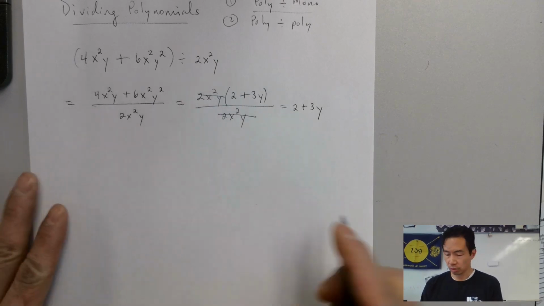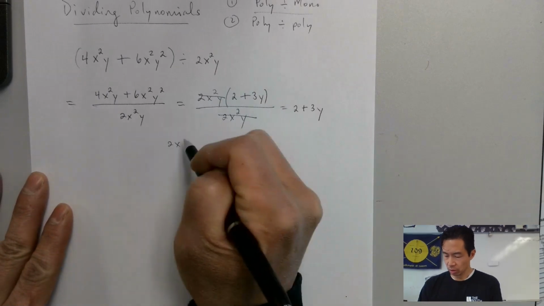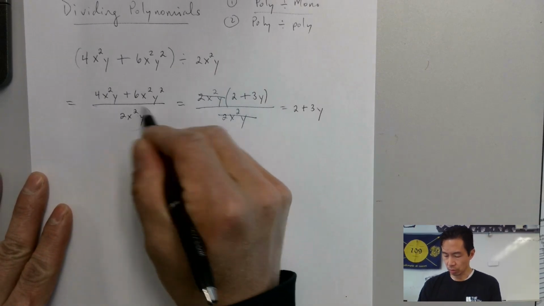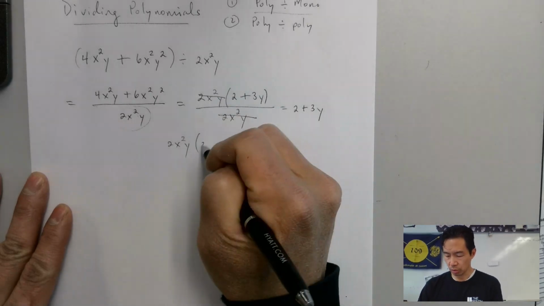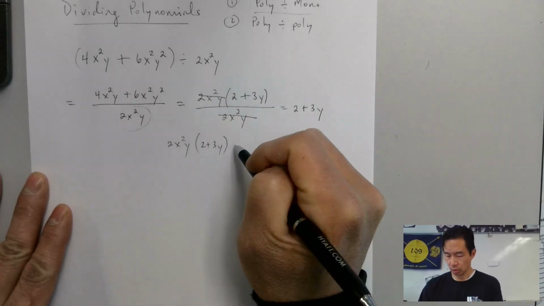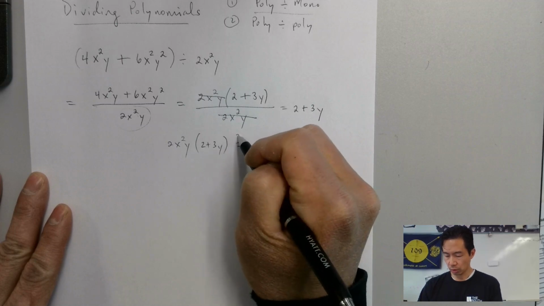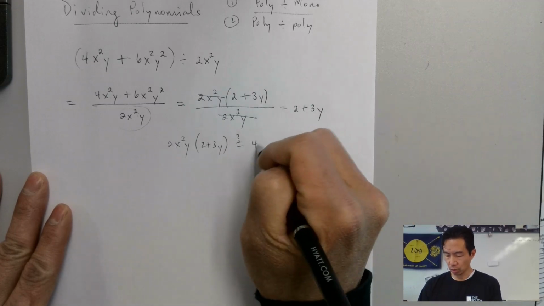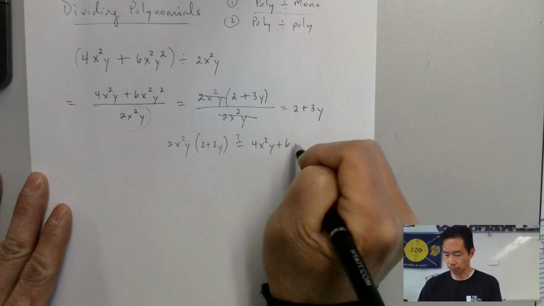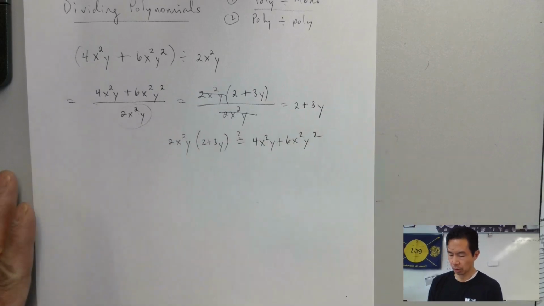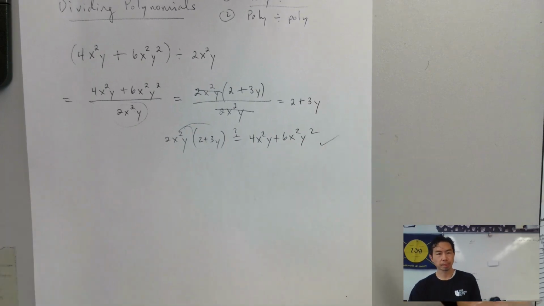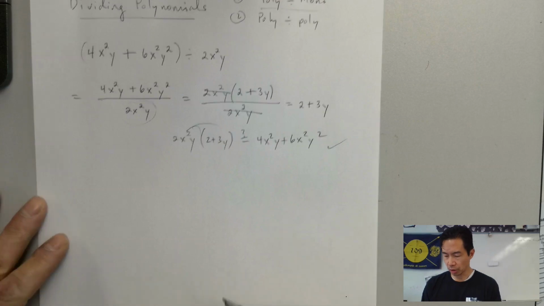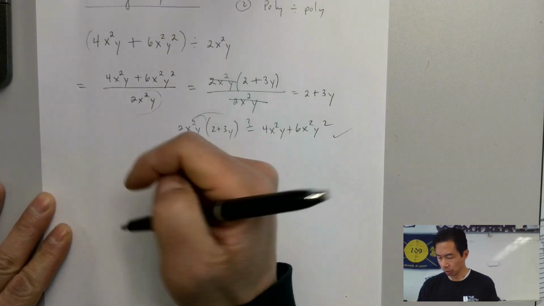To check this, take your divisor, multiply it with your answer, and see if you get what you started with. And if you do, which we do, then you're all right. Okay, let's try this with a trinomial.